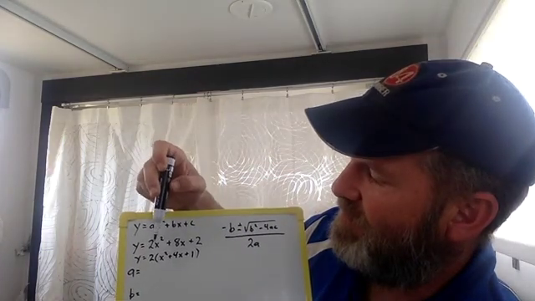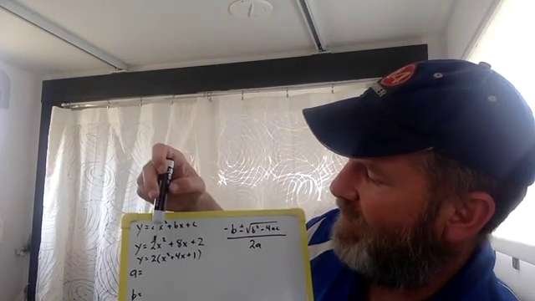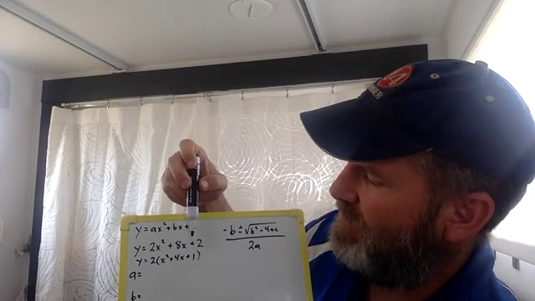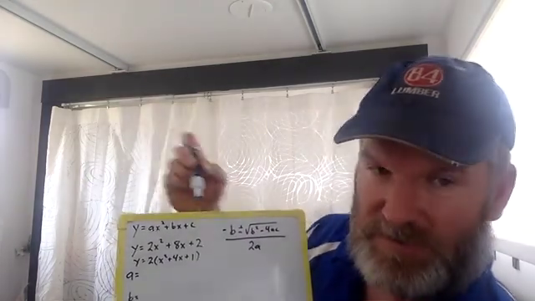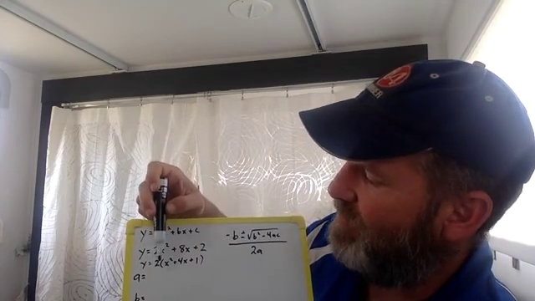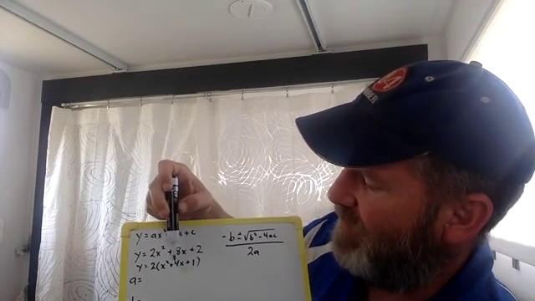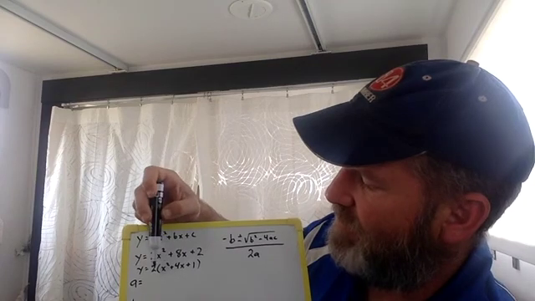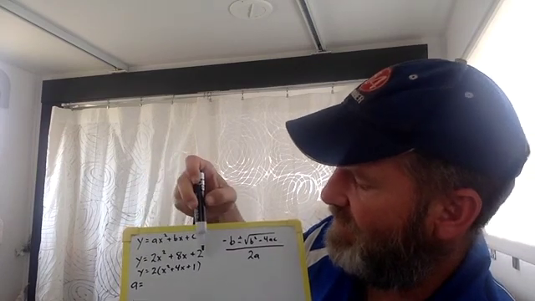So to factor this, you would want to try and pull out a 2 from all three of these terms. Basically, the opposite of distributing. Pull that 2 back out. So that's what I did on this second line here. I pulled a 2 out, and now it's x squared plus 4x plus 1.